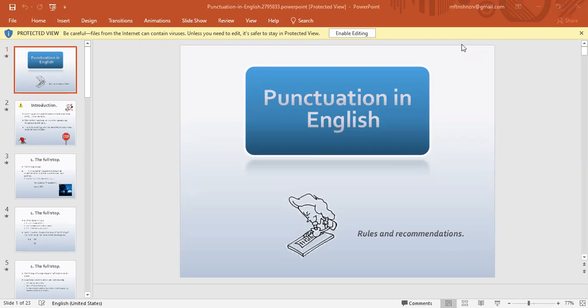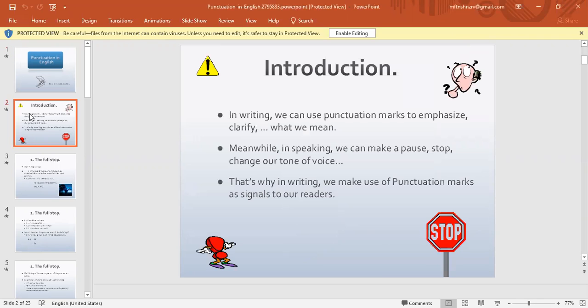In today's session we are going to learn punctuation in English. So in writing we can use punctuation marks to emphasize and clarify what we mean. Meanwhile, in speaking we can make a pause, stop, or change our tone of voice. That's why in writing we make use of punctuation marks as signals to our readers.